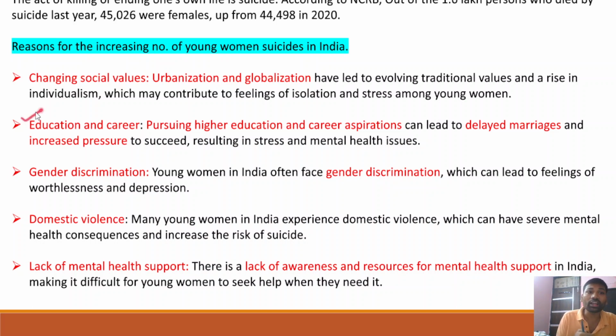Secondly, education and career. This is another major reason for young girls committing suicide, because young girls are now moving to urban areas for better education and a better standard of living, and they have a lot of career aspirations.